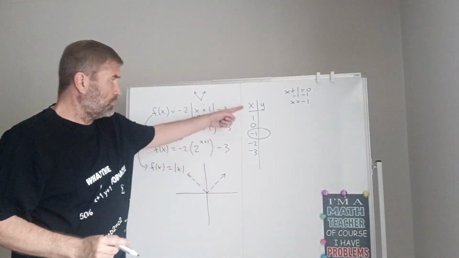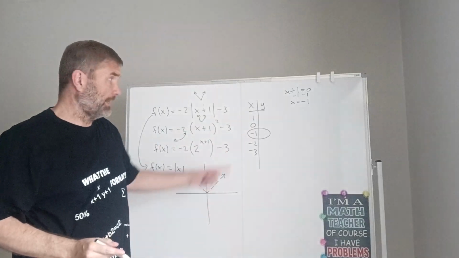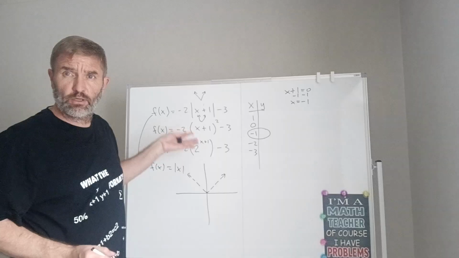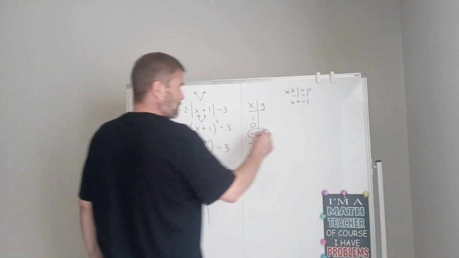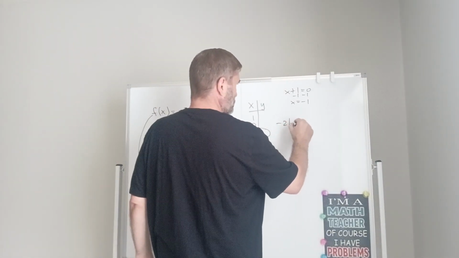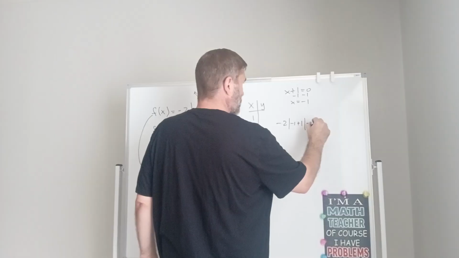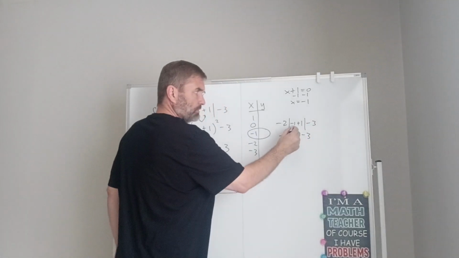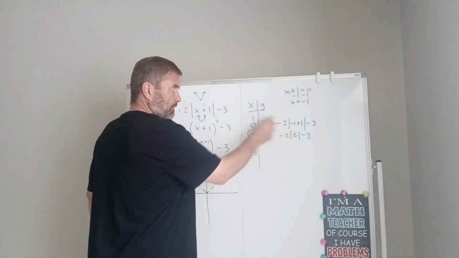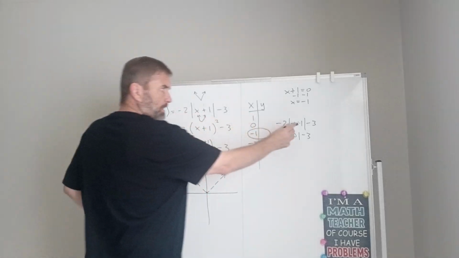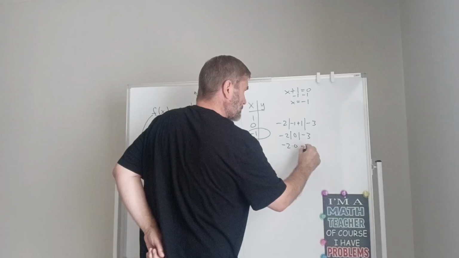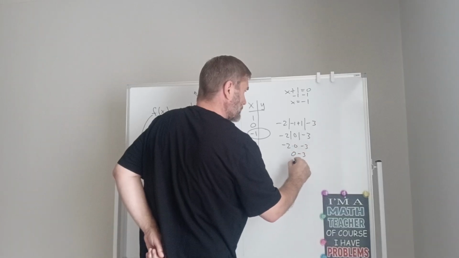Okay, those are the 5 points I want to use. Now we use that skill that I taught you in the other video of evaluating. So we're going to plug -1 in here. So I have -2 times the absolute value of -1 plus 1, minus 3. That's going to be -2 times the absolute value of 0. I'm just going to do the math here. X is -1, so -1 plus 1 is 0. Now the absolute value of 0 is 0, so now that's -2 times 0, which is 0, minus 3 is -3.